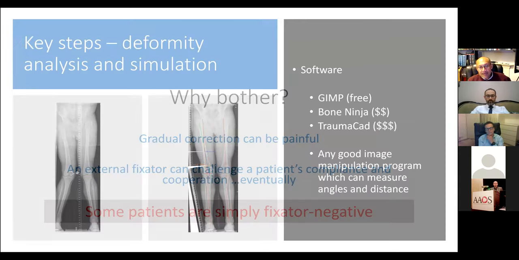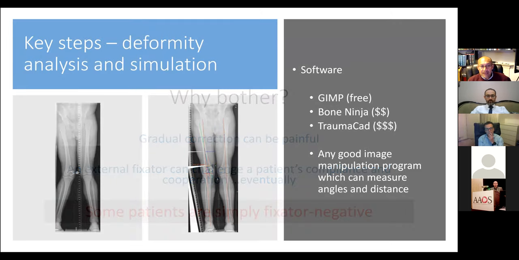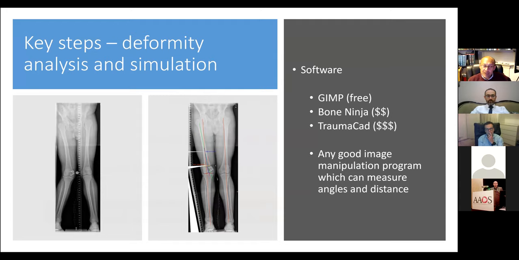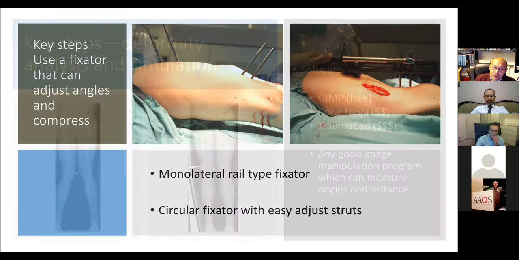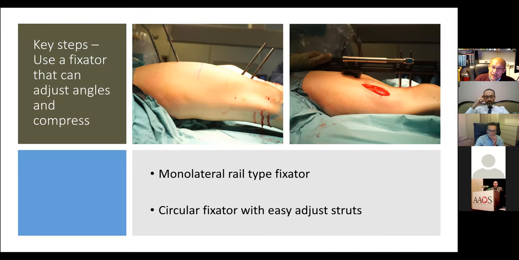So the key steps in deformity analysis and simulation do not change in multi-level acute corrections. I've already mentioned in the previous presentation that there are different digital softwares available for you to do your analysis and simulation of correction, including a free one. It's important to choose a fixator that allows you to adjust the correction in case your first attempt at correction is inadequate. So that adjustability is important, and the control in the adjustability is important.